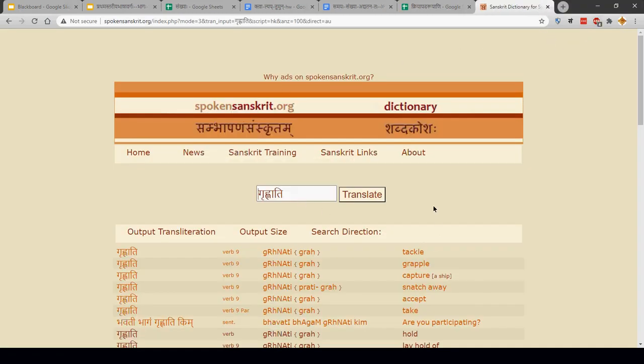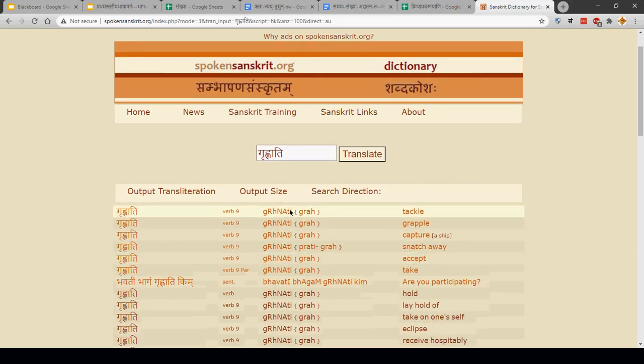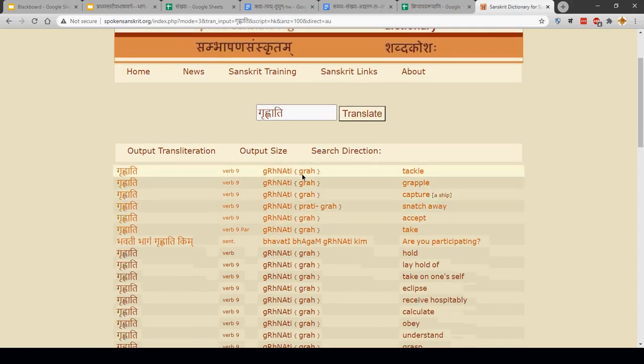So one way, it's not easy to figure out the root, that's right. But you can go to this website, you already know this, spokensanskrit.org. Just type here whatever the verb. Suppose we know the verb grahnati, not the root, but grahnati. Just type here, and it will show you the verb here in this parenthesis or brackets.